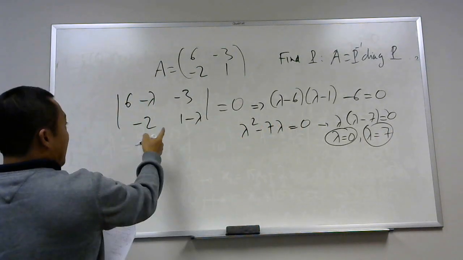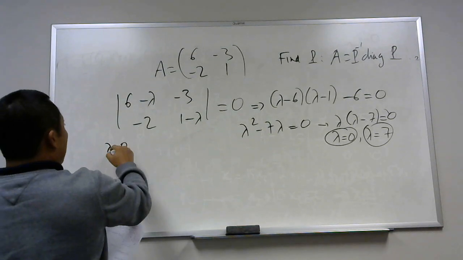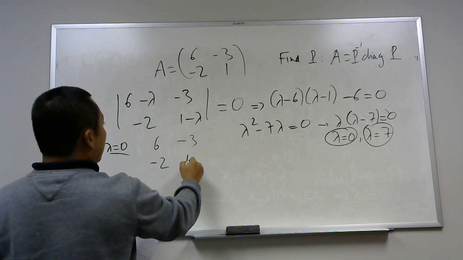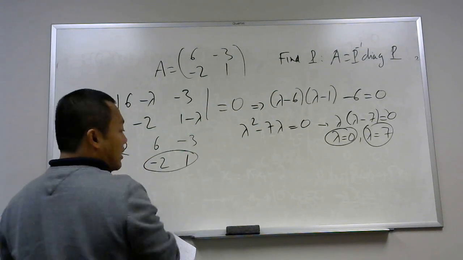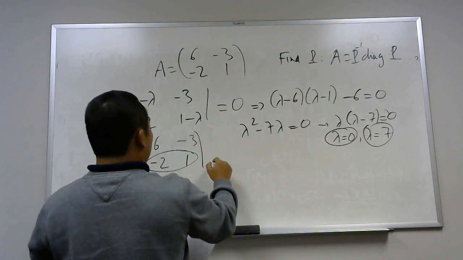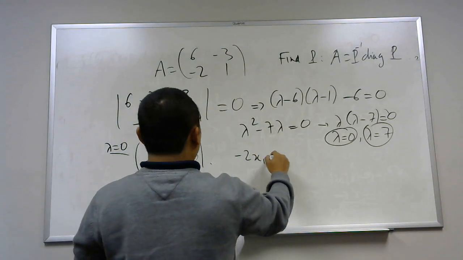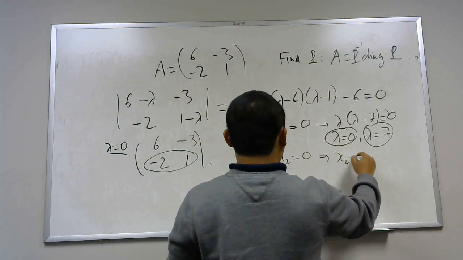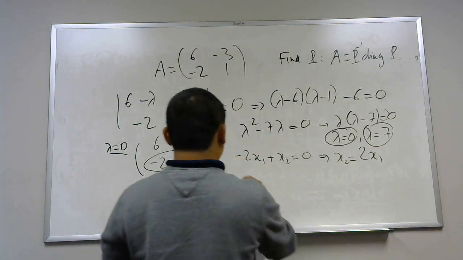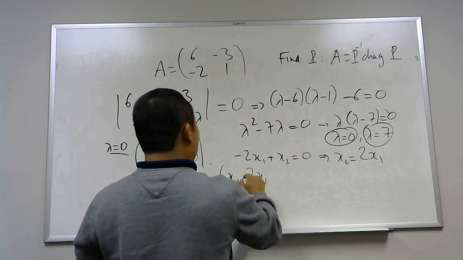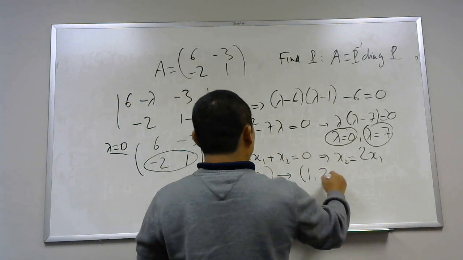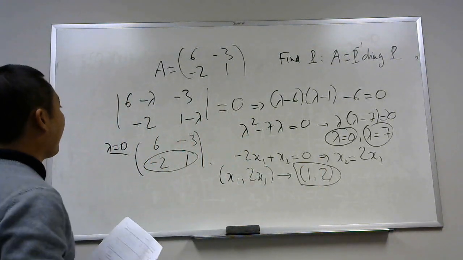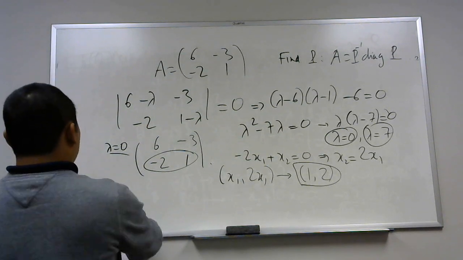For example, when lambda equal to 0, I plug 0 into this, I get 6, negative 3, negative 2, and 1, right? So I take the second row. I write negative 2x1 plus x2 equal to 0. From here, x2 equal to 2x1. I write x1 to x1. So the first vector I would take is 1, 2. Alright, and then the second vector.